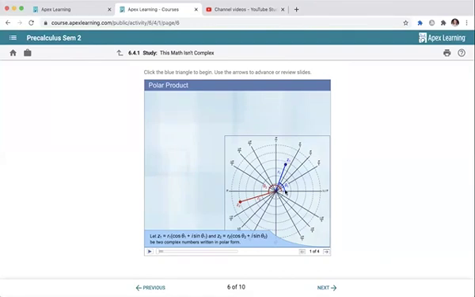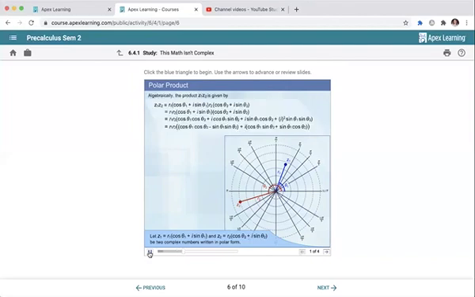We've got Z1 here, which is in blue, and we've got Z2, which is in red. Again, both of them are in this trigonometric form of R times the quantity cosine theta plus i sine theta, right? They're both written in that trigonometric form. Okay, so what we can do then is use our property.